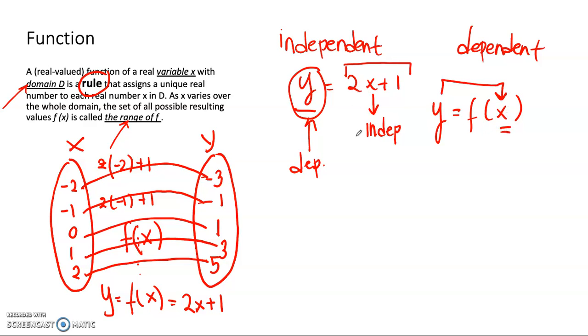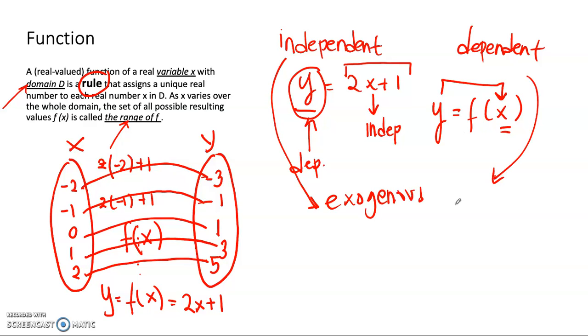Another term for independent is exogenous. While dependent, the other word is endogenous. So for exogenous, the variable is determined outside the rule. For endogenous, the variable is determined by or inside the rule.